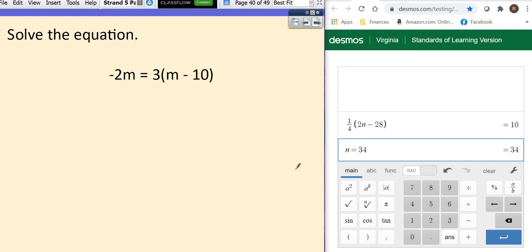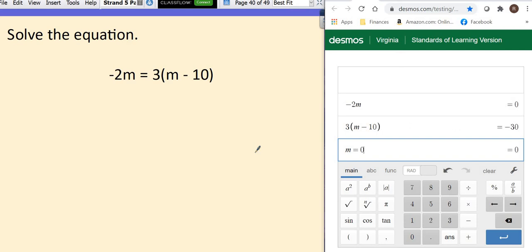Okay, let's see what the next one is. All right, this time we've got variables on both sides. If you want to solve it, I can certainly show you how to do that. Just contact me by email. For now, I'm just going to go ahead and put this in the calculator. And I've got 3, and then I've got m minus 10. Okay, and then I'm going to go to the next line. So I know I've got a negative 2m on one side, 3 times m minus 10 on the other. I've got to make sure I'm using an m and figure out what makes these two match.